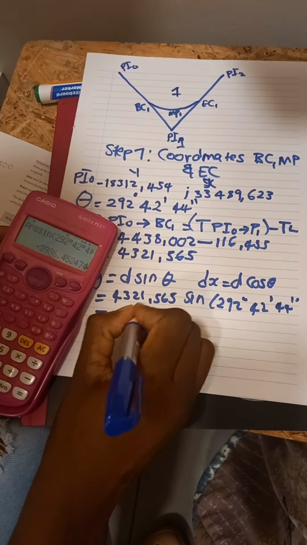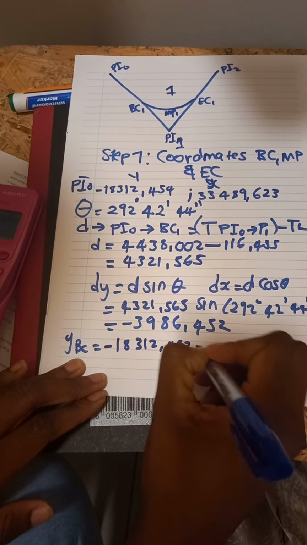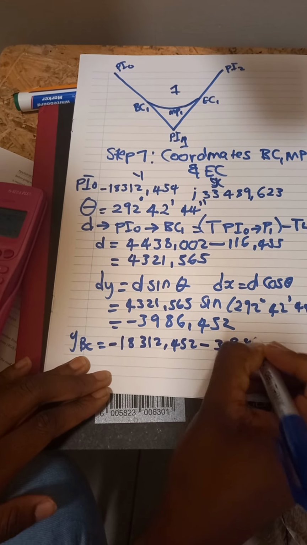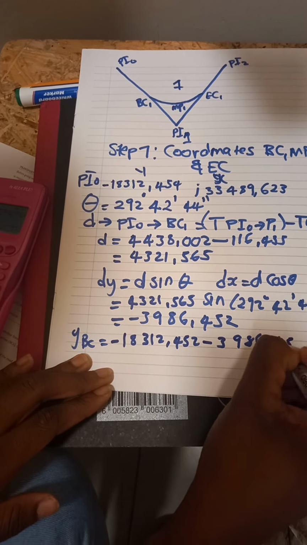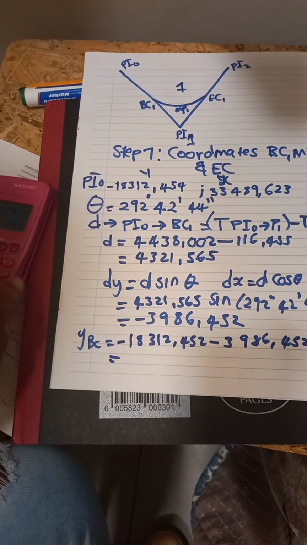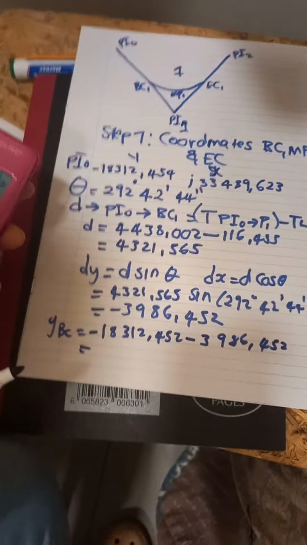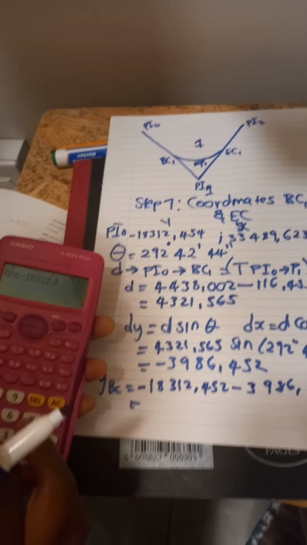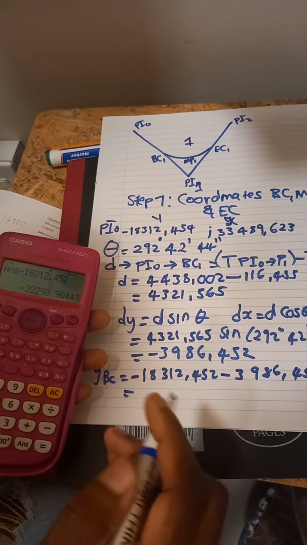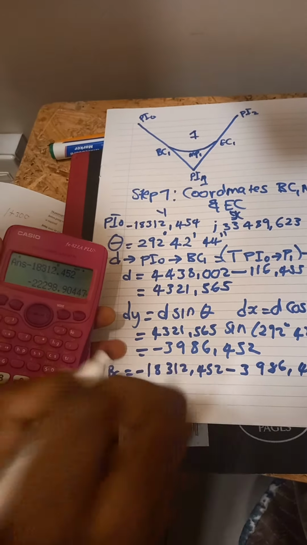So in order to determine the y coordinate of BC, our y BC is given by the y coordinate at PI 0, which was negative 18312.454, plus the change in y, dy. Our dy is negative 3986.452. This will give you your y coordinate at BC1. Now our y coordinate at BC1 is negative 22298.9.